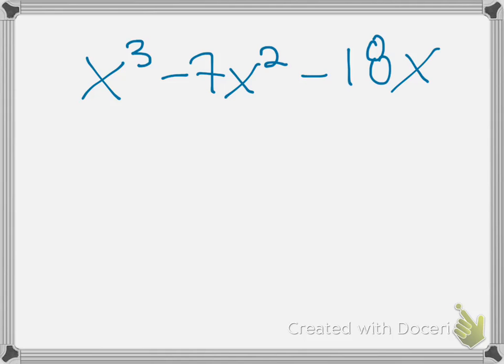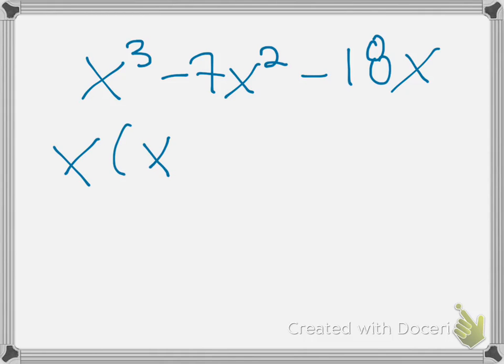So let's say that we want to factor this polynomial here. We've got x cubed minus 7x squared minus 18x. As before, the very first thing we want to do is check and see if there is a common factor that we can pull out of each term first. And in this case, there is. We can pull out an x. So let's factor out an x first.